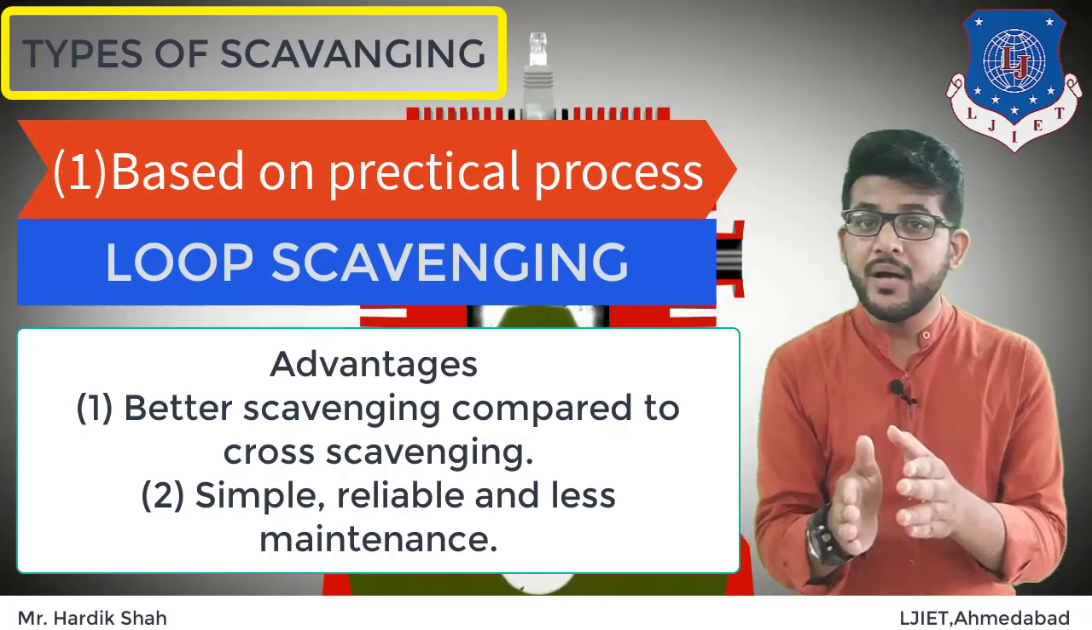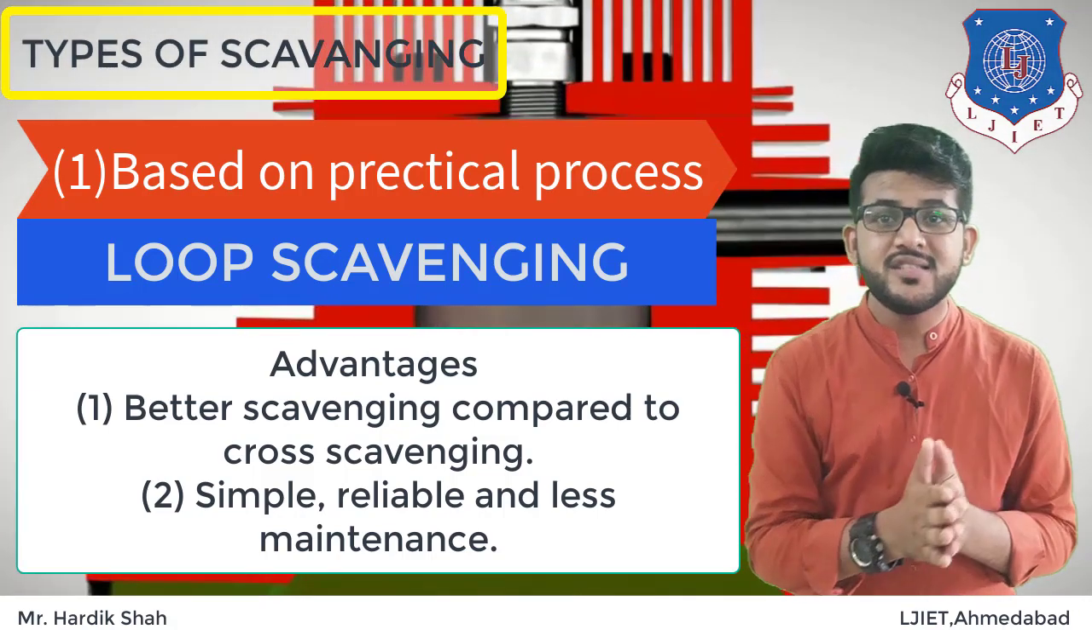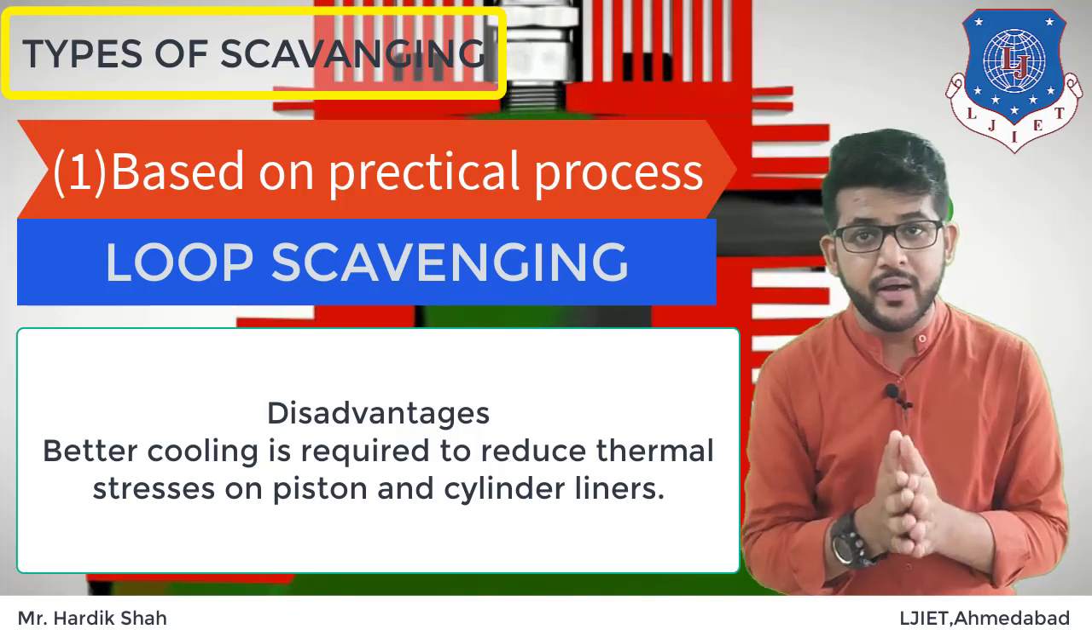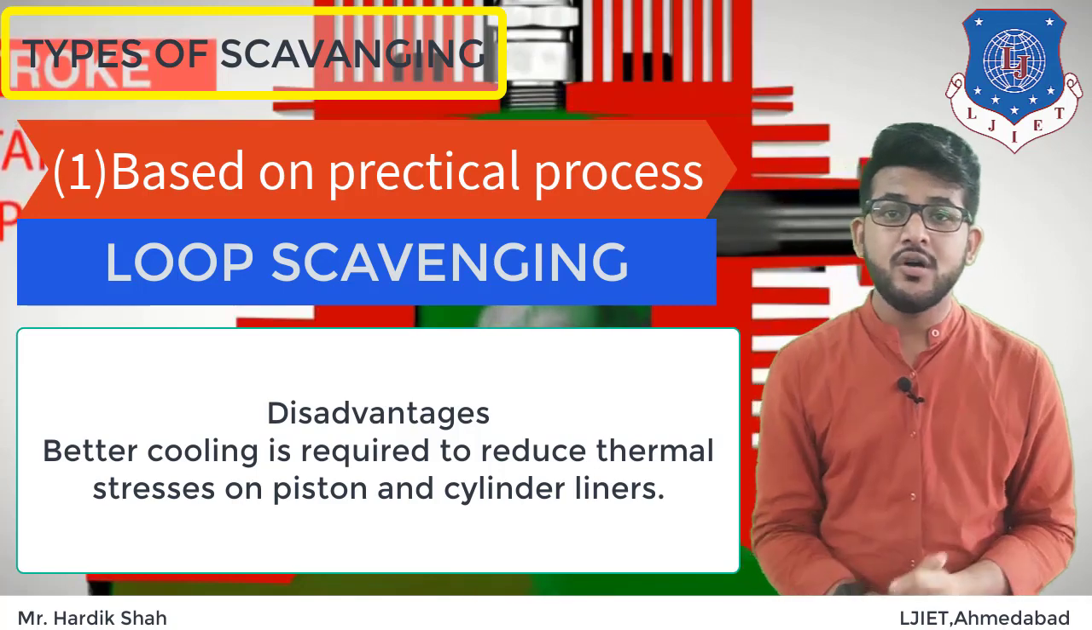Second one is simple, reliable and less maintenance. These are the advantages. And what are the disadvantages? So the main disadvantage is that better cooling is required to reduce thermal stresses on the piston and cylinder liner. So that was the loop scavenging.